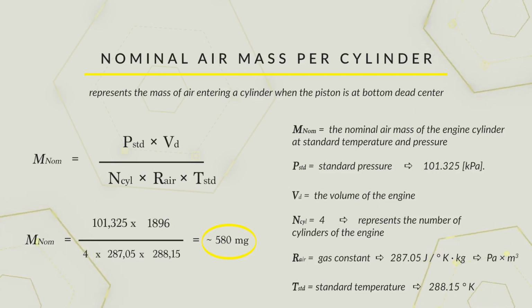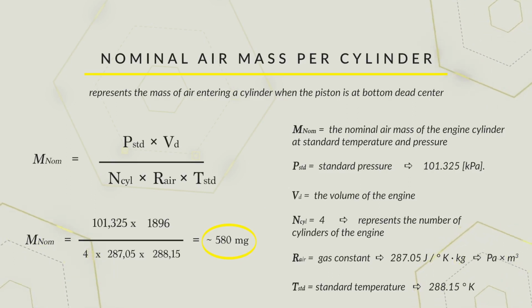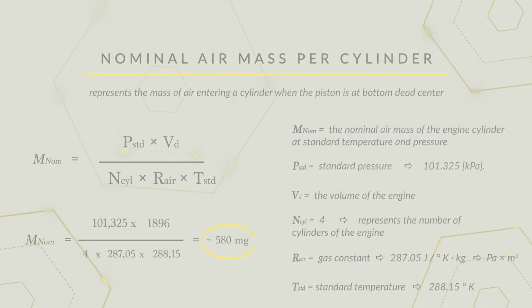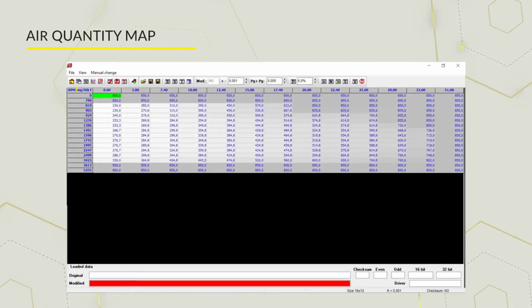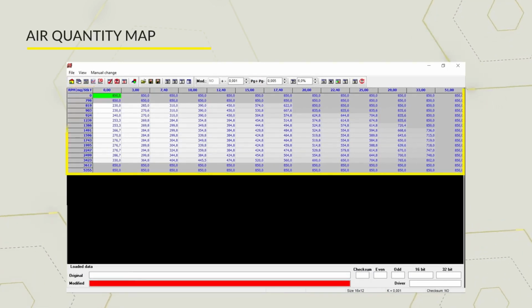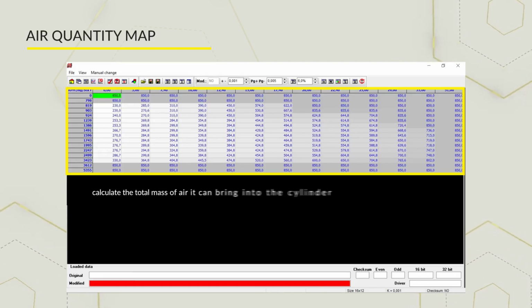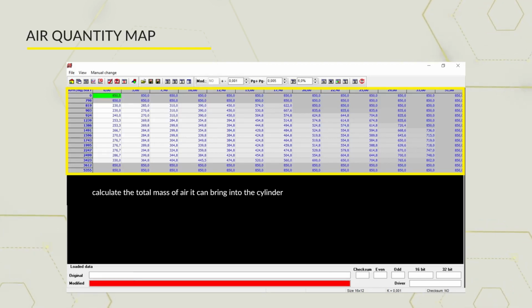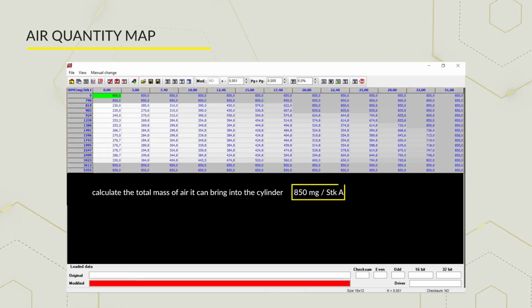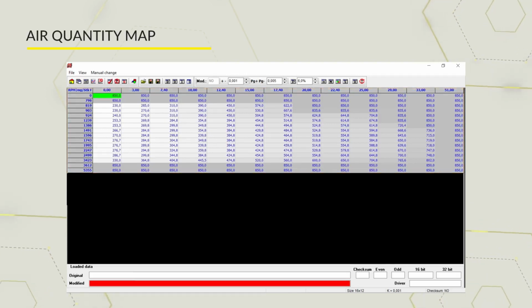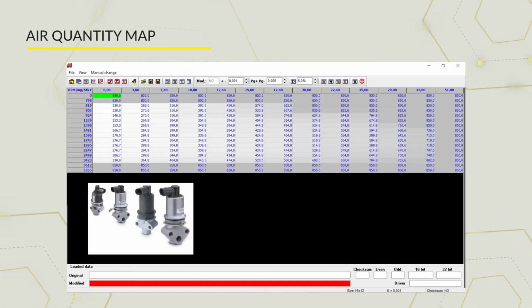Now, let's look at an air quantity map and understand how it works. The map in question, according to the engine speed and the milligrams of fuel to be injected for each cycle, indicates the amount of total inlet air that can be entered for each cycle. Knowing that the compression ignition engine works in excess of air, thanks to these maps, it is possible to calculate the total mass of air it can bring into the cylinder, 850 milligrams.